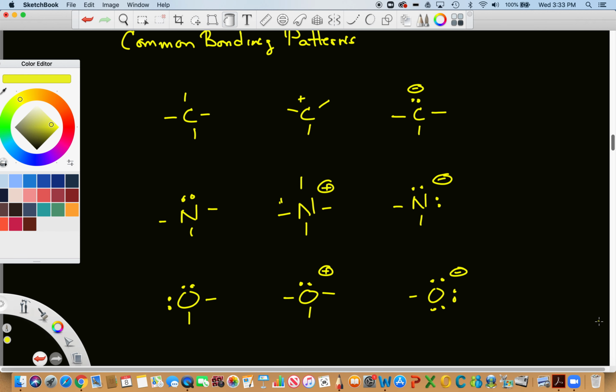So, some common bonding patterns that you need to be familiar with. With carbon, if we have 4 bonds or 4 pairs of electrons around it, that has no charge. If it loses a pair of electrons, it becomes positive, and in this case, this is a carbocation. The next one has 3 bonds, but it also has an electron pair that is not bonded. This is a carbanion.